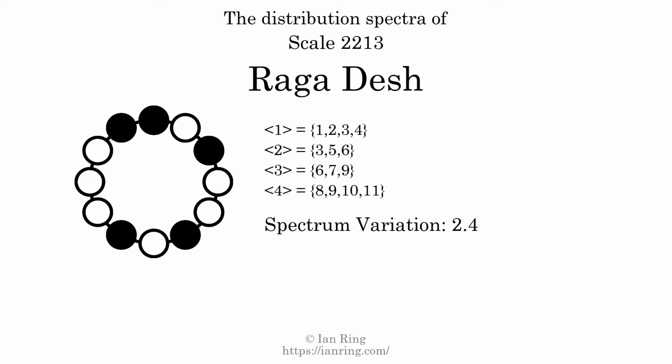divided by the number of tones. The spectrum variation of this scale is 2.4. Since the variation is greater than 0, this indicates that the scale is not perfectly even. The highest spectrum width is 3. Since this is greater than 1, we know that this scale is not maximally even.